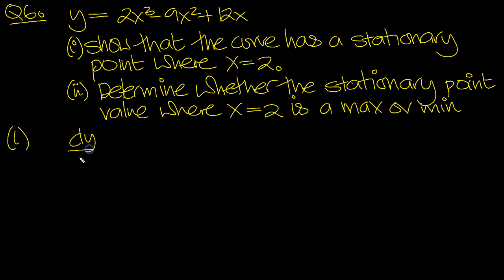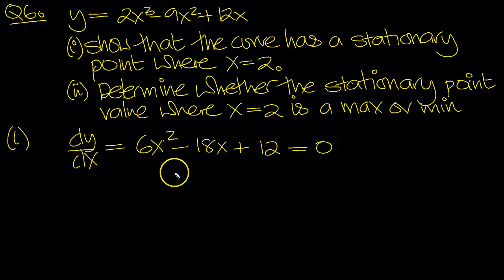So dy dx then, let's have a look. Differentiate, power rule, 3 comes down to be with the 2 to make 6 to the 1 less than 3, which is 2, minus. The 2 comes down to be with the 9 to make 18x to the 1 less, which is just power 1, plus x differentiates to 1, and there's 12 lots of 1, which is 12.